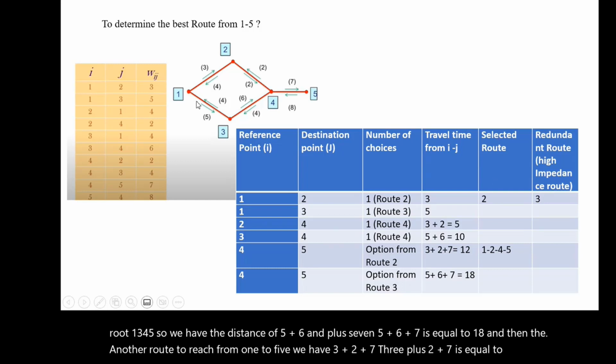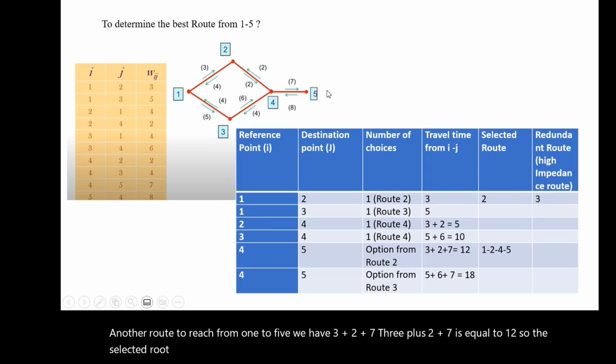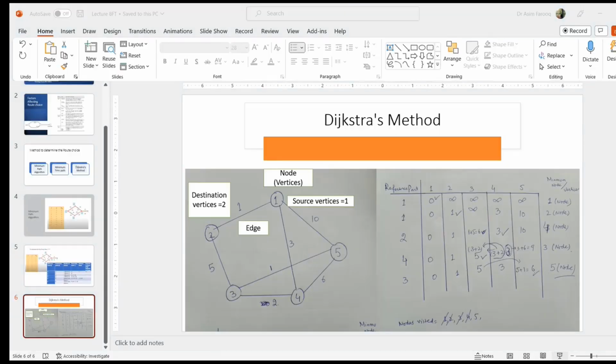So the selected route to reach from 1 to 5 is to go from 1 to 2, 2 to 4, and 4 to 5. So we have selected this.